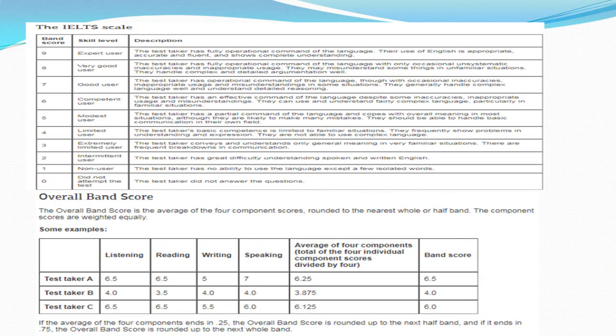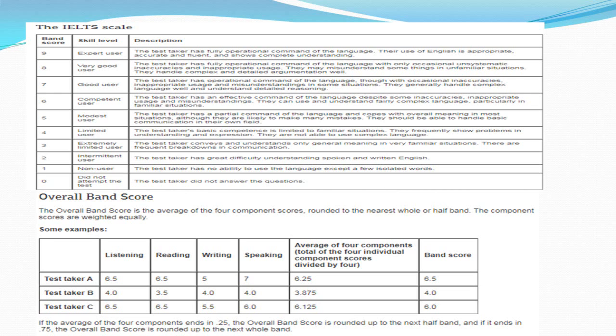Okay, so this scale will show you how you can score in each of your modules. If you get a 0 score, it means they didn't attempt the test; the test taker didn't answer the questions. If you get a 1, one score band, non-user, the test taker has no ability to use the language except a few isolated words.